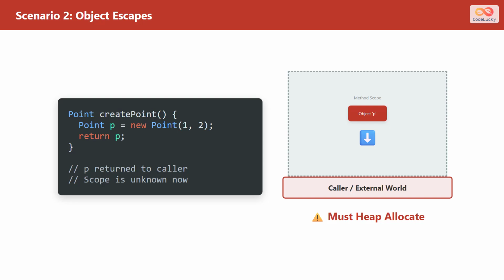Now consider this scenario. We create the same point object, but this time we return it to the caller. Because the object needs to survive after this method finishes so the caller can use it, it has escaped the local scope. The compiler is forced to allocate this on the heap.